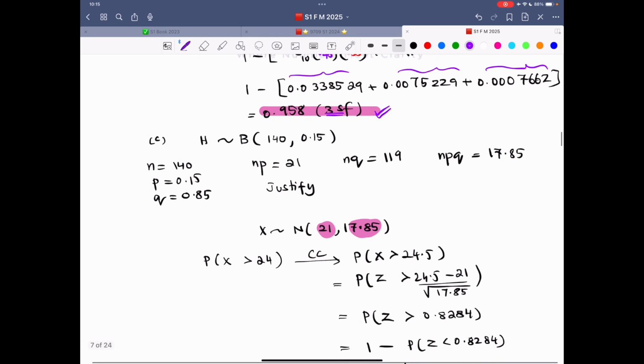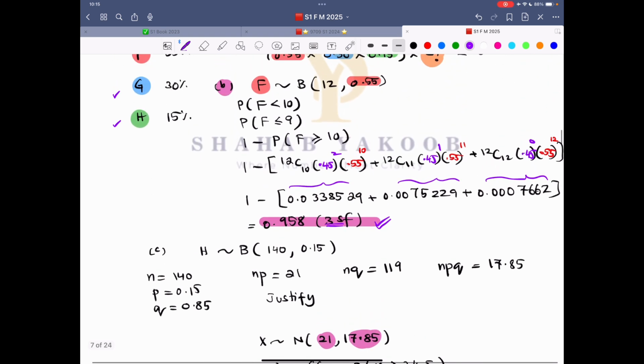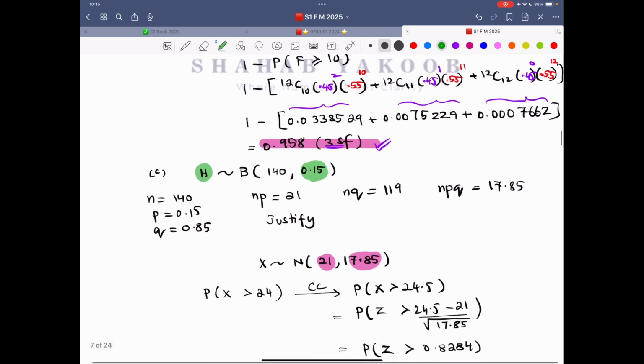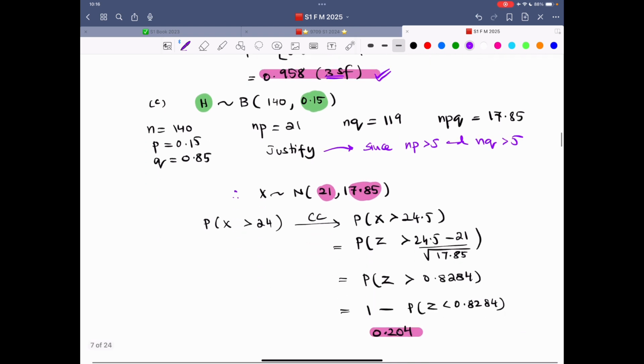Keep that in mind. Now part C, that is about H. So part C is about H, and this is the probability of success of H. Number of trials is 140. NP, NQ, always justify. What is the justification? Since NP is greater than 5 and NQ is greater than 5, therefore it follows X or H, whatever you want to write it, follows a normal distribution. This is the mean.